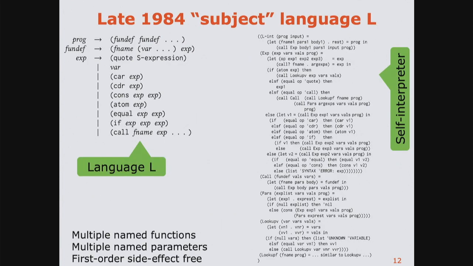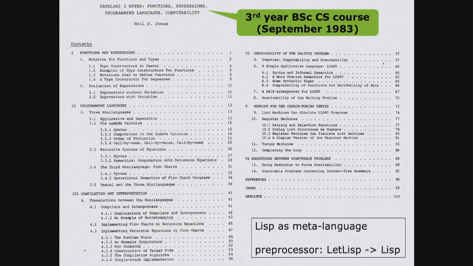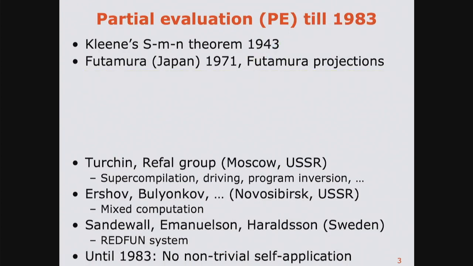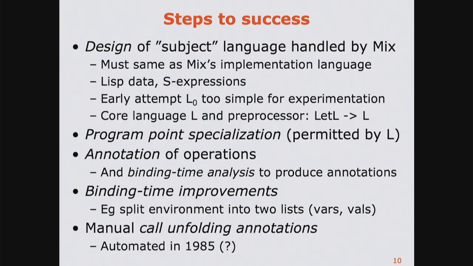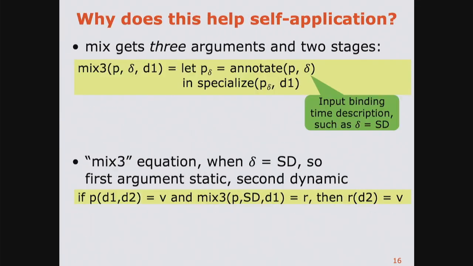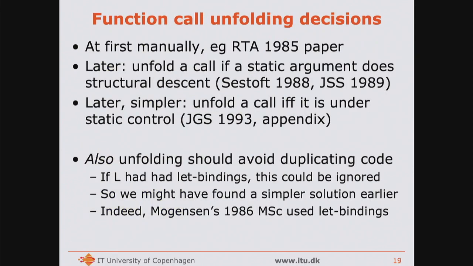Adding a let binding to this language wouldn't make it much more complex, and would make the compiler from that to this simpler, and we would have understood call unfolding better, I think. And if you look back at Torben Mogensen's '86 master's thesis, he actually does have a let binding in his language. So I think Torben understood this better than we did at the time. You typically find that Torben understands everything better in retrospect.